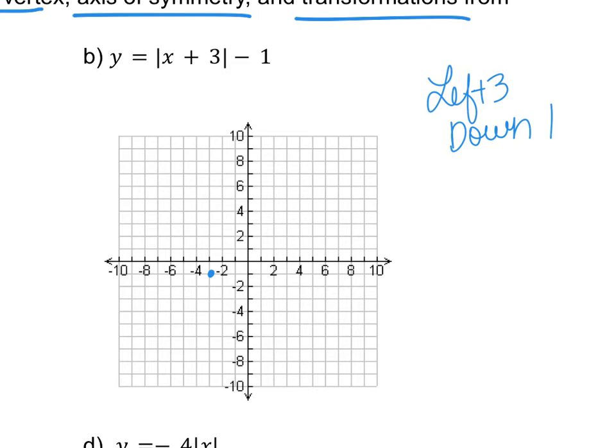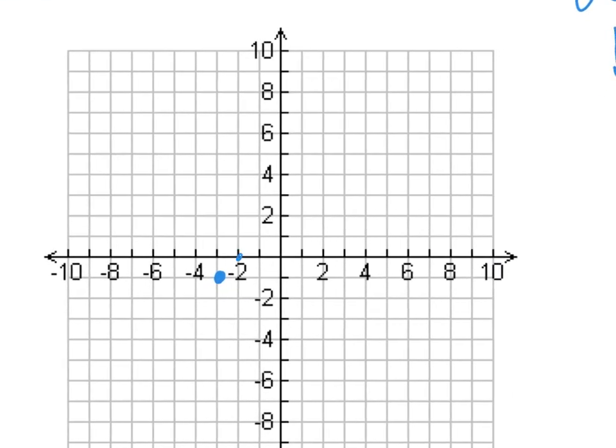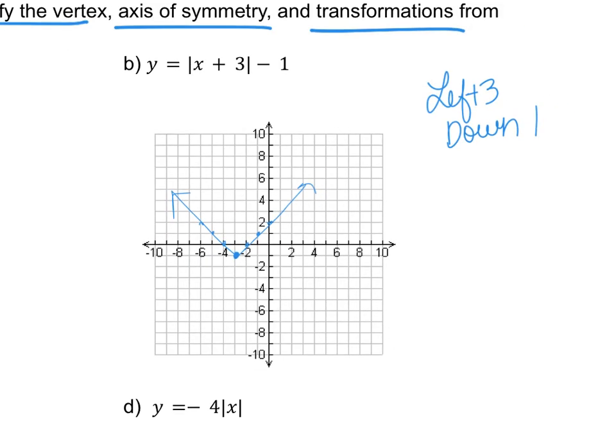Now, is there any shrink or stretch or reflection? The answer is no. So the slopes are +1 and -1. So let's do that. Up 1, over 1 in both directions a few times. Draw your line. Now let's do the vertex before I forget. That vertex looks like it's at -3, -1.